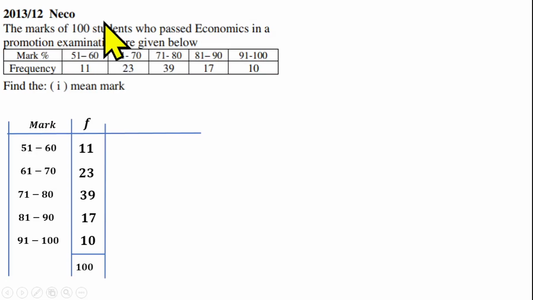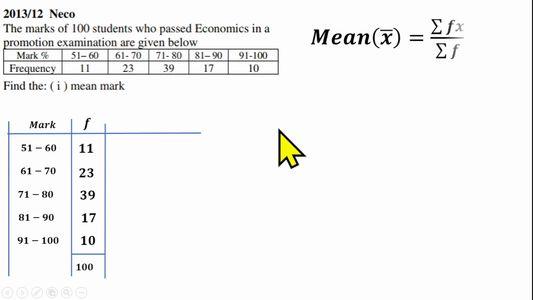If you look at this question, this is a NECO past question. The marks of 100 students who passed economics in a promotion examination are given as this. This is group data with class interval. You can see that the marks are in interval form, and we are given the frequency, which I've already arranged like this. So we are still going to be using the same formula.